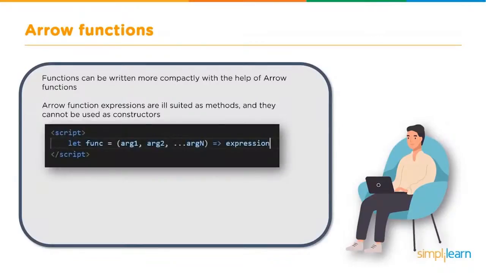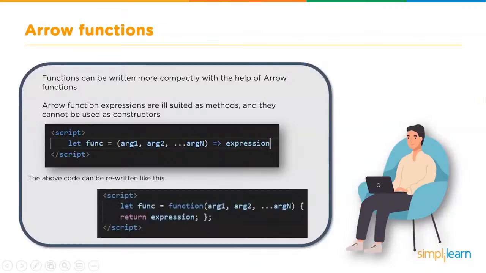Now you can only omit the return keyword within the curly braces if the function is a single statement. So this is the syntax. First you provide the name of the function with an equal to sign followed by the argument list. And later you make use of this arrow icon and define the expression. So this is basically nothing but this. So let's go back to our VS Code and check for ourselves.